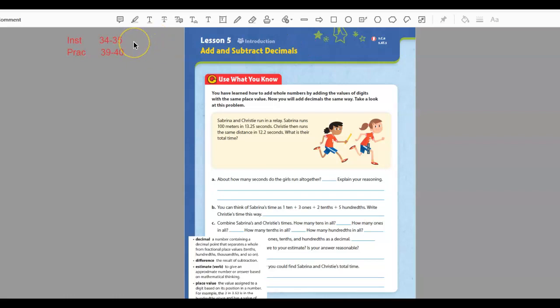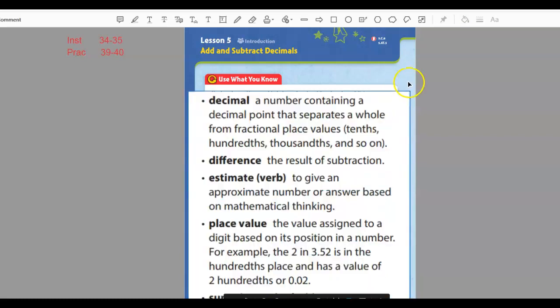You need your instruction page, which is the OWL book out on 34 and 35. And your practice page you can tear out, it's page 39 and 40. So again, we are going to add and subtract decimals. I think you're going to like this lesson a lot better than last week's. It's a lot simpler. So let's get started with it.